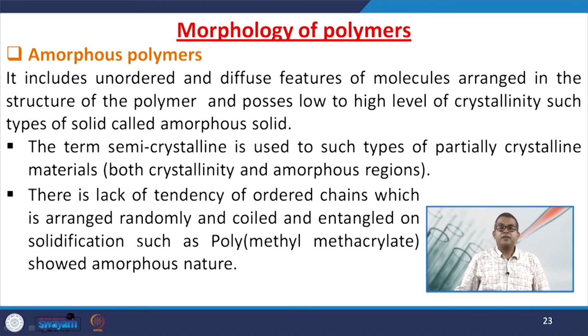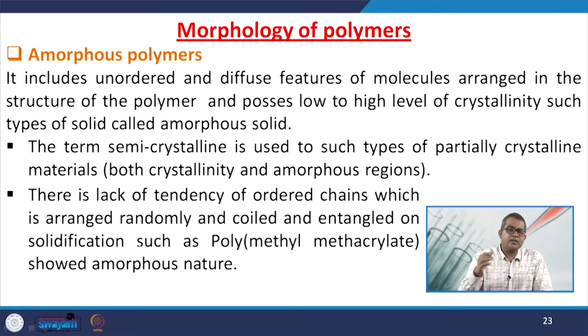Now, last in the segment is the amorphous polymers. It is an unordered and usually diffused molecular arrangement in the structure of the polymer. This possesses a low to high level of crystallinity, and this type of solid structure is called an amorphous solid. The term semi-crystalline is usually used for such partially crystalline materials. Both crystalline and amorphous regions are common in this nature.